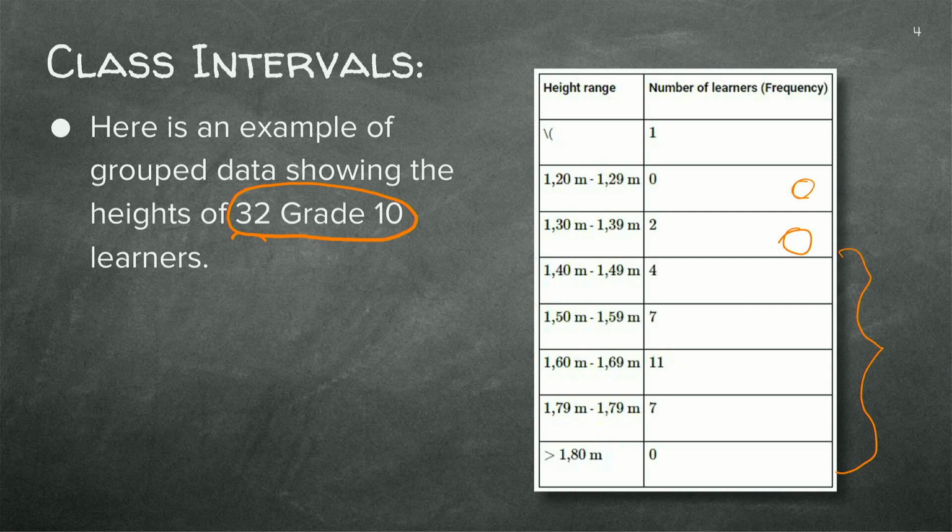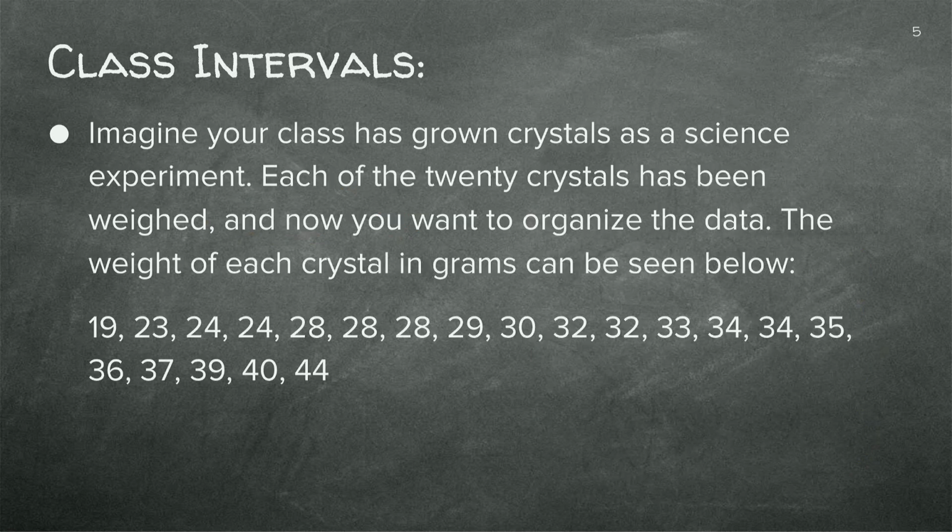Now let's look at an example of our own. Imagine your class has grown crystals as a science experiment. Each of the 20 crystals has been weighed, and you now want to organize the data. The weight of each crystal, in grams, this is important, is displayed below. So here you can see the data. Now, how do we go about organizing this? Let's take it step by step.